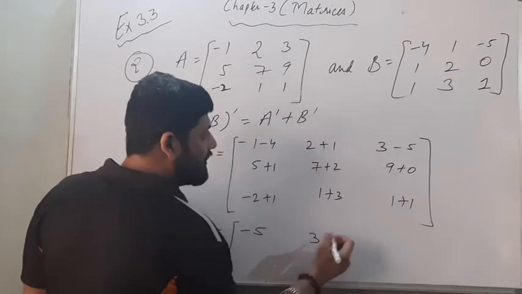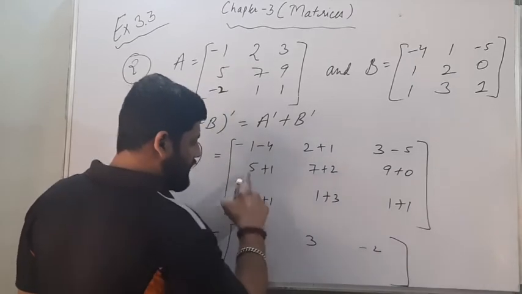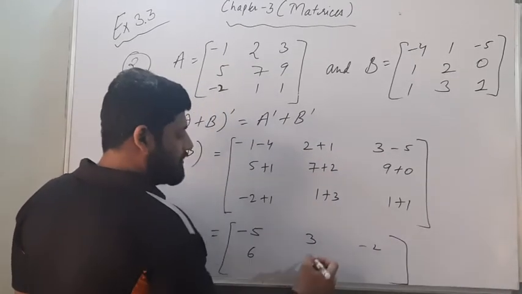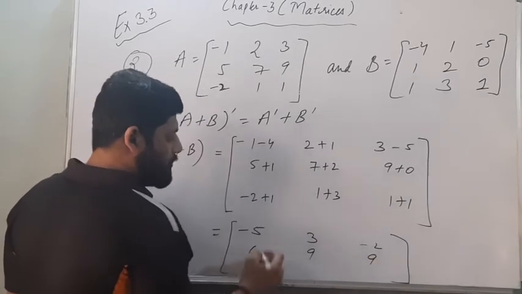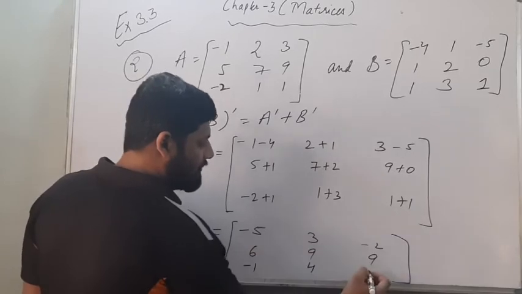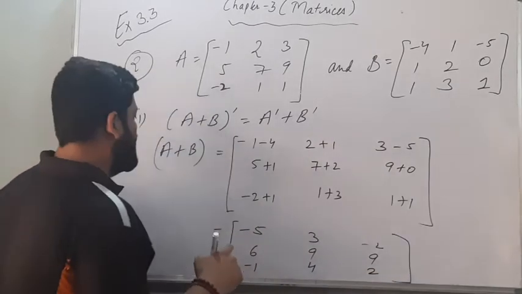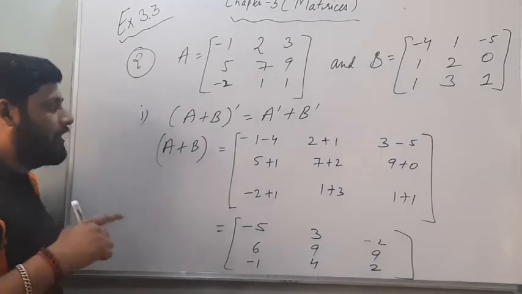2 plus 1 is 3. 3 minus 5 is -2. Then 5 plus 1 is 6. 7 plus 2 is 9. And 9 plus 0 is again 9. -2 plus 1 is -1. 1 plus 3 is 4. And 1 plus 1 is 2. So this is the matrix we get after adding A plus B.